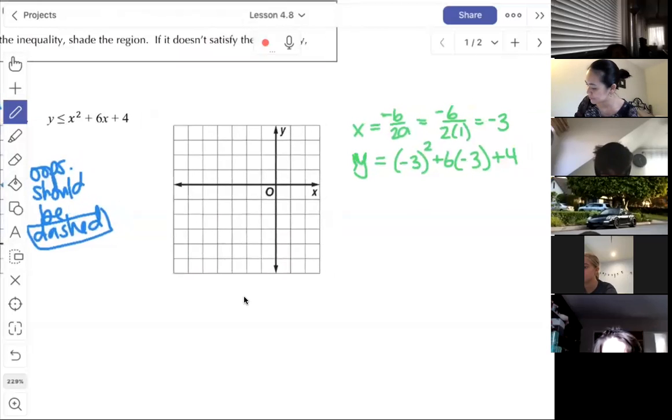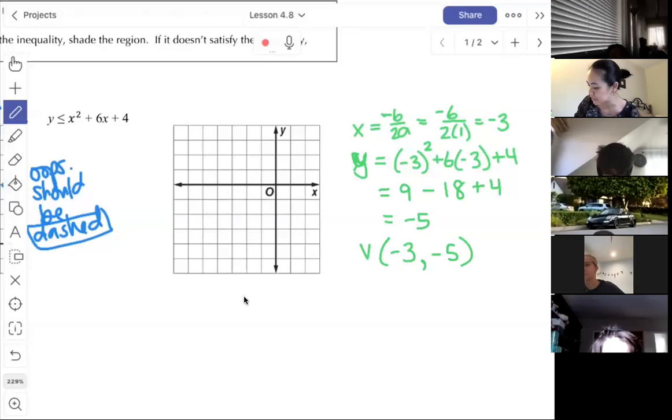Negative 3 squared would be 9, and then minus 18 plus 4. Yes. All right. And all that will equal to? Negative 5. Perfect. Yes. So that is our vertex. Negative 3, negative 5. Okay, so 1, 2, 3 to the left, 1, 2, 3, 4, 5 down. All right, and that's our vertex.